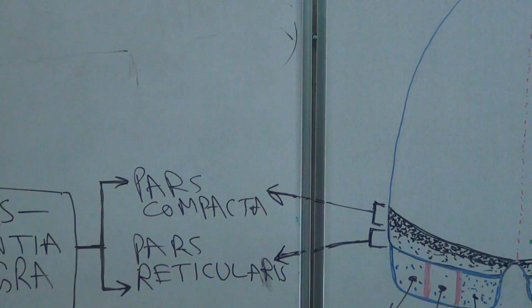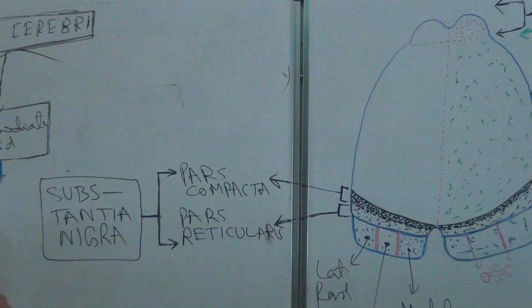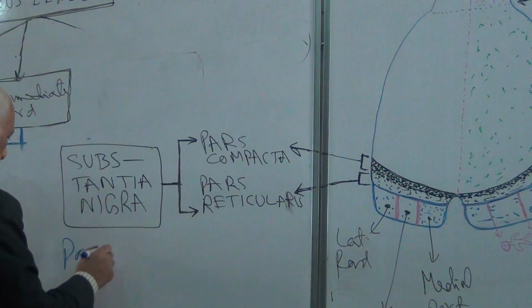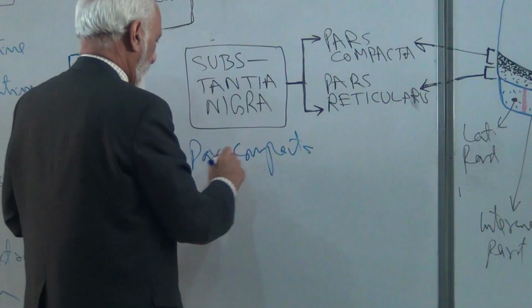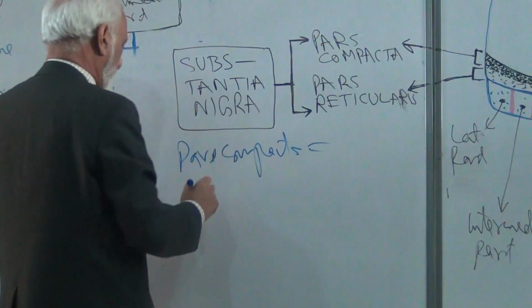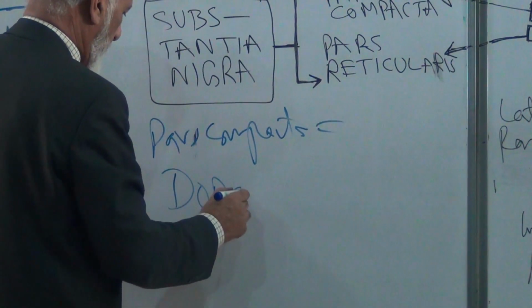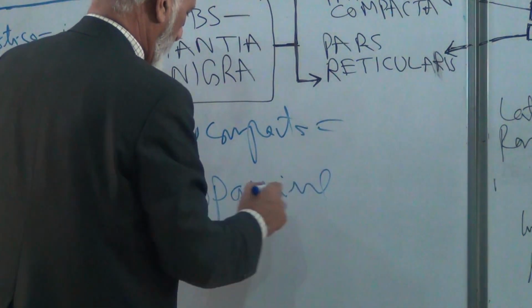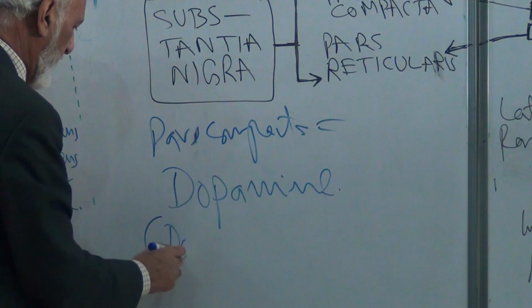The neurons of the pars compacta contain dopamine. They are occupied by dopamine. This is why they are dopaminergic neurons.